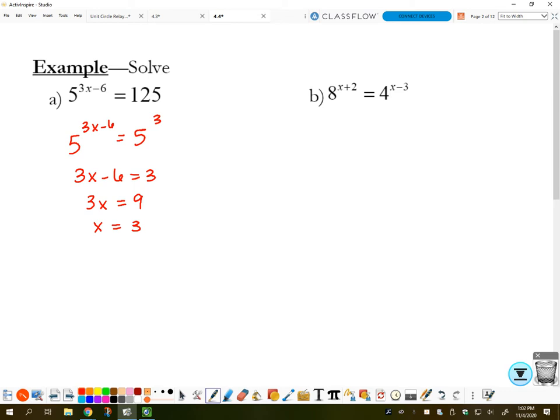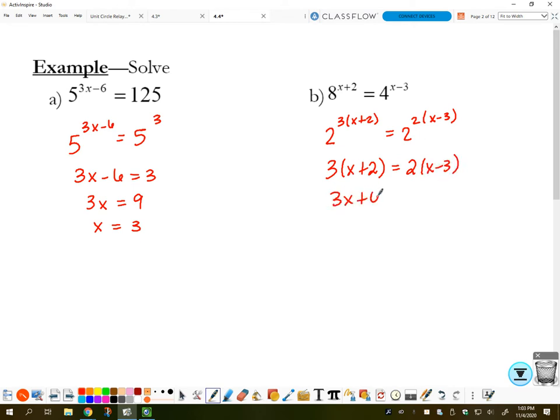Alright, so here, I can write 4 and 8 both as a base of 2. 8 is 2 to the third. 4 is 2 to the second. If there's already an exponent there, it just gets multiplied by the one you created. So I chose to make 8 2 to the third and 4 2 to the second. I just rewrote them so that the bases match. So now I can say that the exponents match, so we have this equal to this.